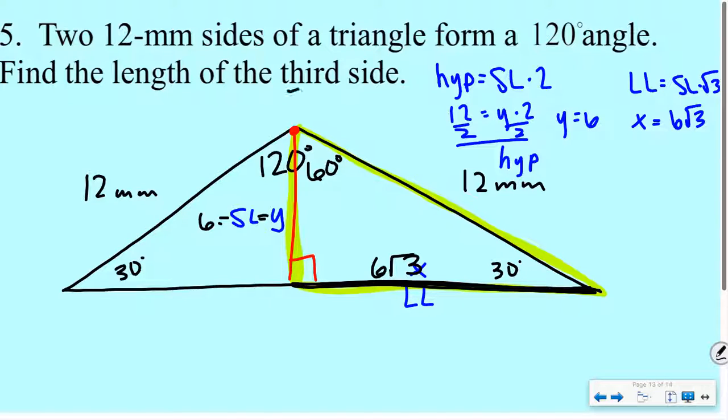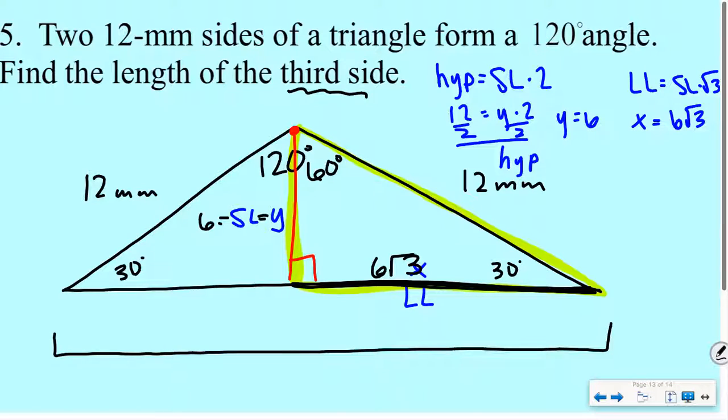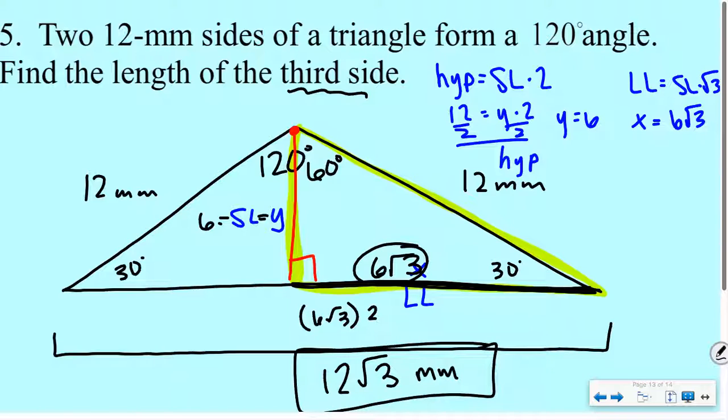They wanted us to find the third side of the huge triangle. That would be the whole bottom. What would I do with 6 square root of 3 to find the whole bottom line? Times it by 2. Those two little triangles are congruent. So if this half is 6 square root of 3, then we just need to take that times 2 to get the whole length. So then your whole length would be 12 square root of 3.